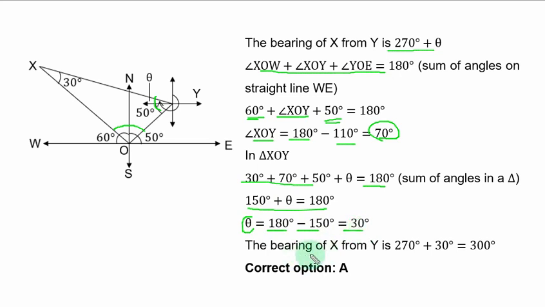Therefore, the bearing of S from Y is 270 degrees plus theta, which is 30 degrees, and you have 300 degrees. A is the correct option.